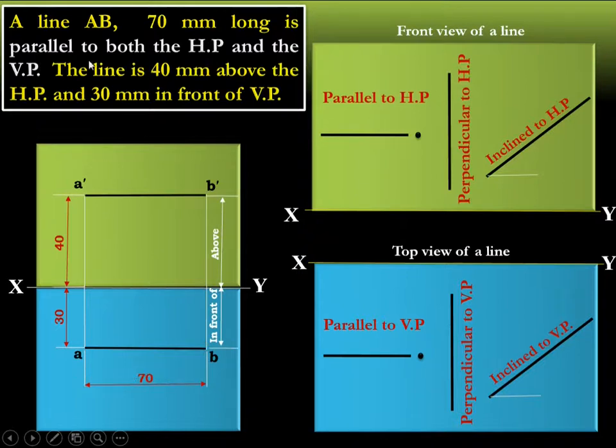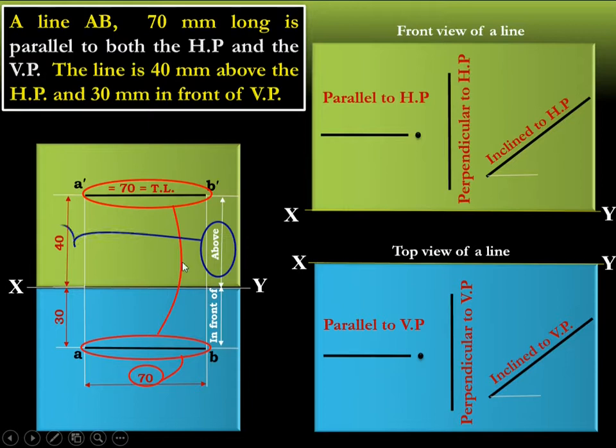When a line is parallel to both horizontal plane and vertical plane, the length of the top view and the length of the front view will be equal to the given true length. It is also given that the above distance from the horizontal plane is 40 mm and the in front of distance from the vertical plane is 30 mm.